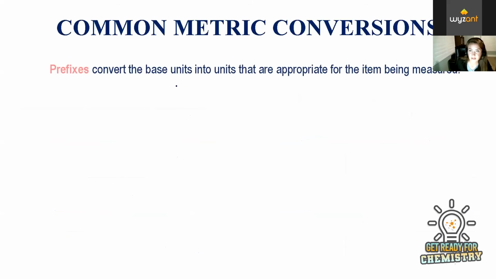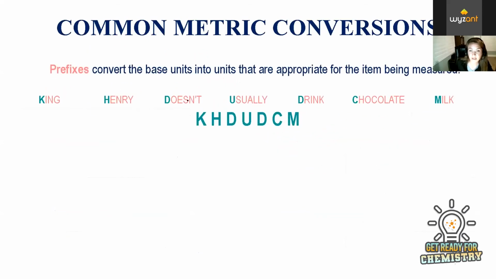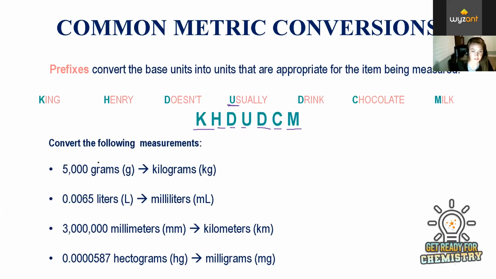So I'll show you some examples. I'm going to write the mnemonic up here, KHDUDCM. So remember, this is King Henry doesn't usually drink chocolate milk. Remember the U, and then you just write out the first letters of all of these, KHDUDCM. So the simplicity of this is we can use this to go between units. So I'll show you some examples of what that means.